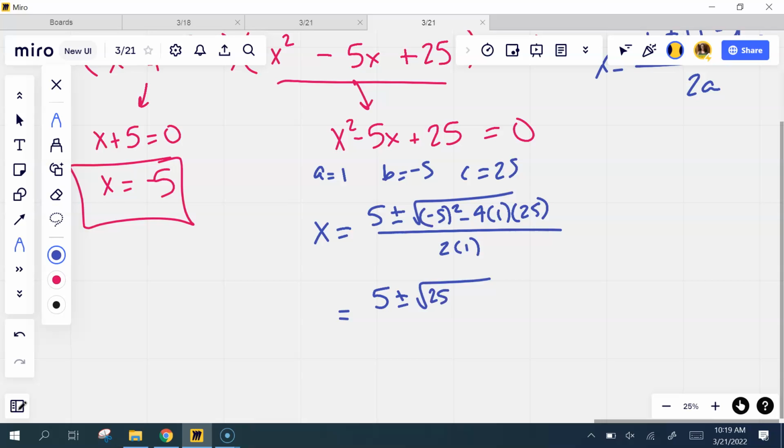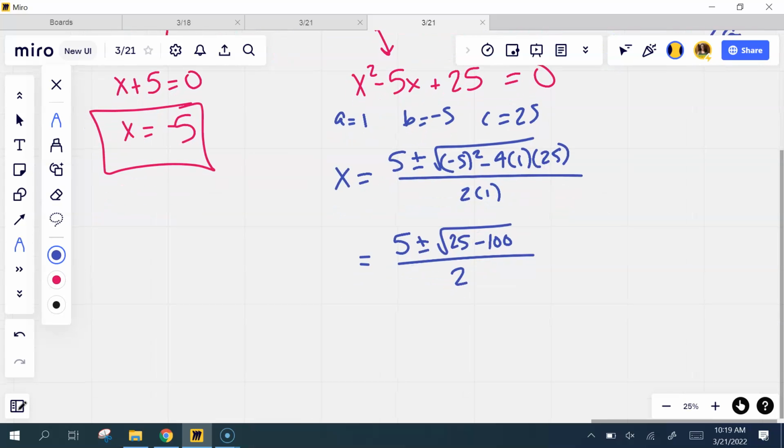25 minus 100. You might see what's fixing to happen. Imaginary. You're exactly right. Because 25 minus 100 is negative 75. And I know I'm going a little bit fast through this because this is the last section, or this is very beginning.